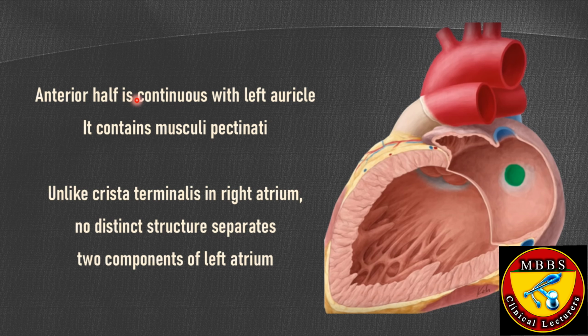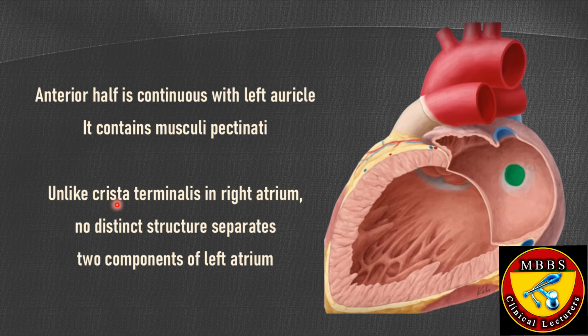Now the anterior half is continuous with the left auricle. This is the anterior half, which is partly removed, and it is continuous with the left auricle. Similar to the right auricle, this is an extra extension of the left atrium, a tongue-like or ear-like projection, and it overlaps the pulmonary trunk. You can see this is the pulmonary trunk. That is why this is called an auricle, because it is an ear-like projection. And this is a common site for thrombosis.